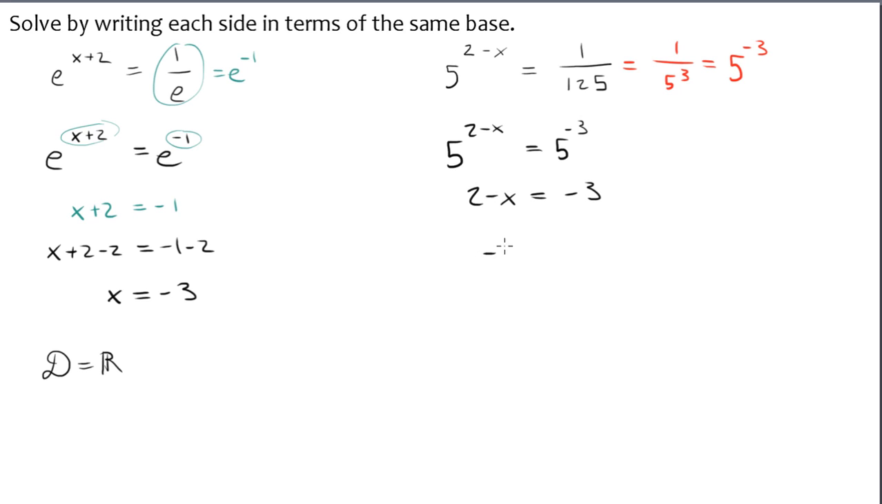Let's subtract 2 from both sides. Negative x is equal to negative 5. And change the signs on both sides. X is equal to 5. Great. 2 minus 5 is negative 3. Checks out.